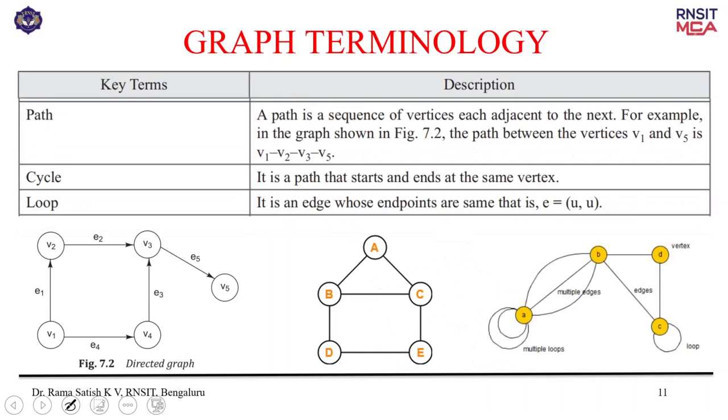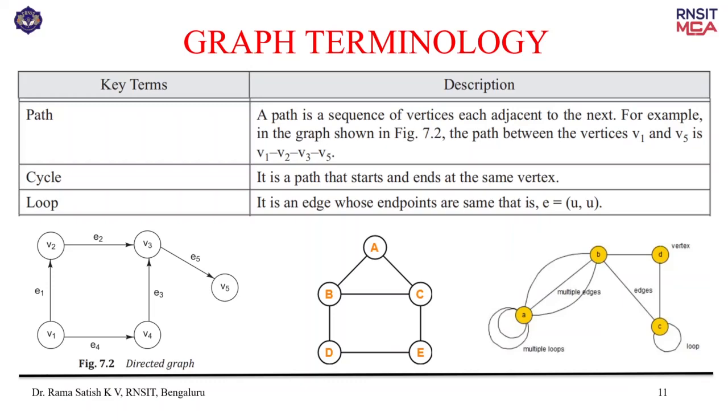Next, what is a path? Path is nothing but it's a sequence of vertices from one vertex to another vertex. So definitely, if you want to reach from V1 to V5, what are all the nodes that you have to cross? What are the vertices that you have to cross? The entire sequence, you call it as the path.